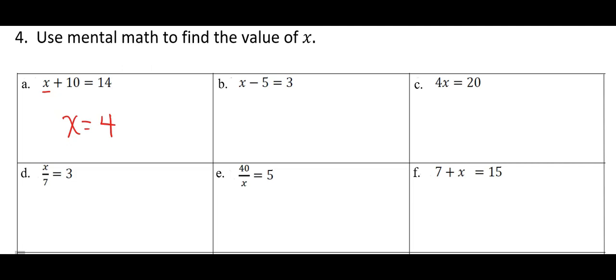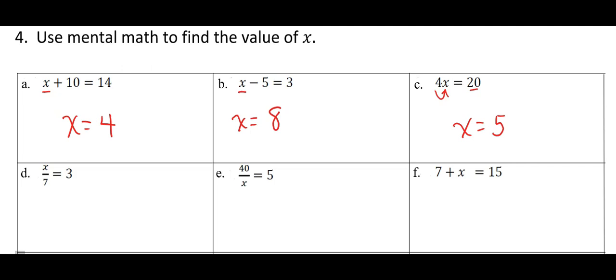In question B, I have some number minus 5 equals 3. Well, if I have 8 and I take away 5, I get 3. So x equals 8. In question C, I have 4 times some number equals 20. Well, 4 times 5 would give me a product of 20. So x equals 5.